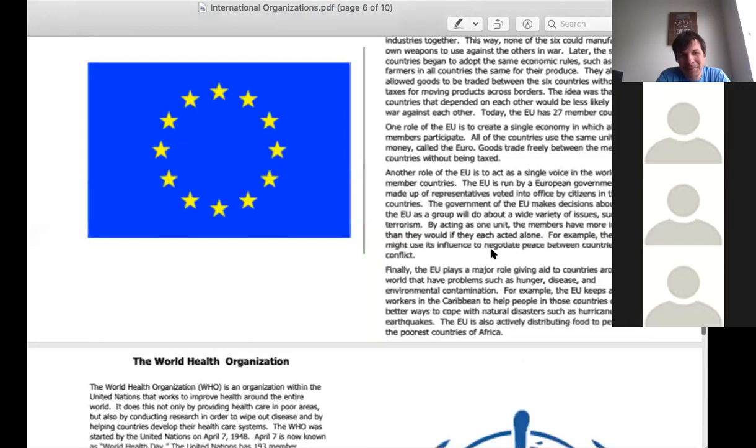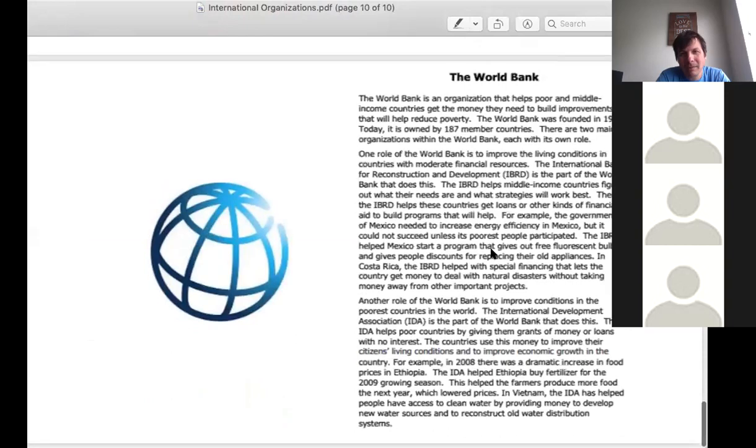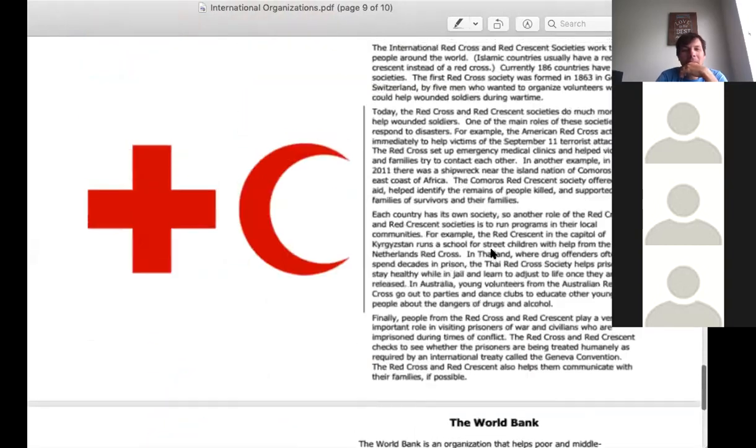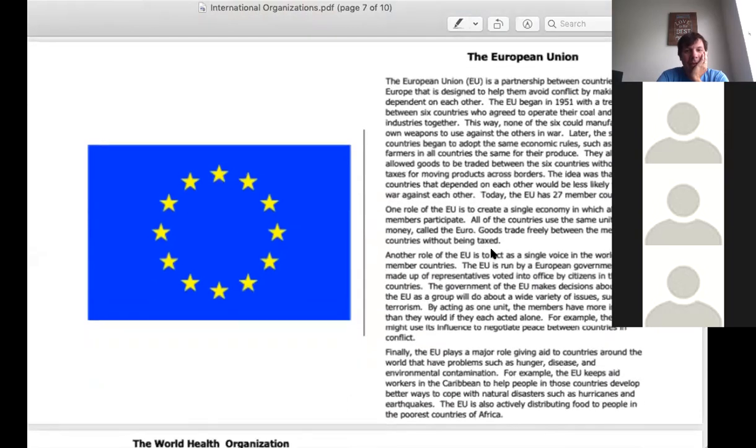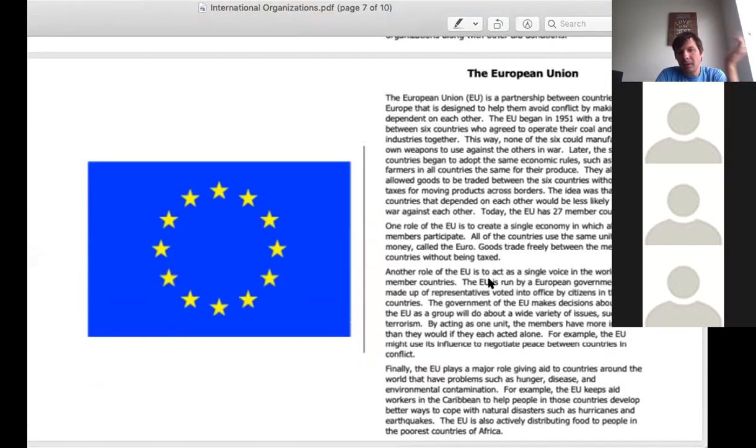Now we're on the very last section of the EU. Specific examples of what it does. Okay, so number one, can you see my screen? Yes. One role: creating a single economy.